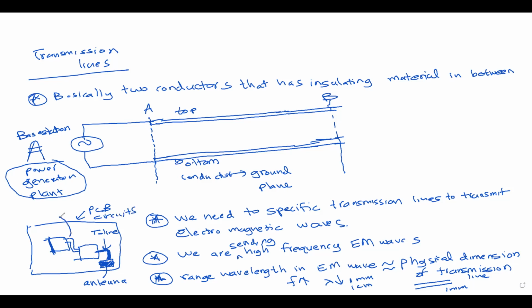These transmission lines have dimensions in the range of 1 millimeter, 1 centimeter, and so on. So the dimension is considerably low. It's in the range of millimeters, centimeters. In that case, the wavelength of the signal that we are sending is also in that range, millimeter, centimeter. Because of that, we need to take that into effect in order to design the transmission lines.